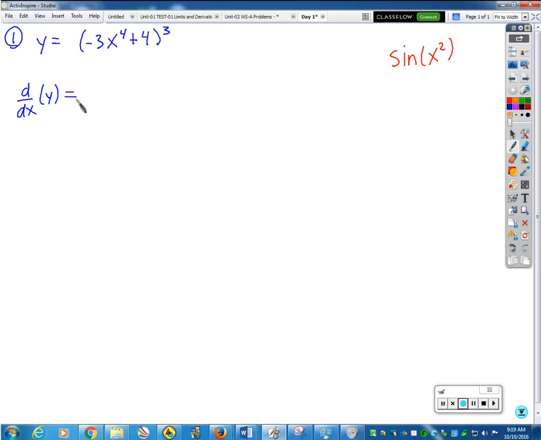Again, this is not multiplication at all. It's the derivative of. Since we took the derivative of the left side of the equation, we must take the derivative of the right. So we just do the same thing. d over dx, bigger parenthesis of, let's see, negative 3x to the 4th plus 4 all cubed. So that's step 1. We've taken the derivative of both sides.